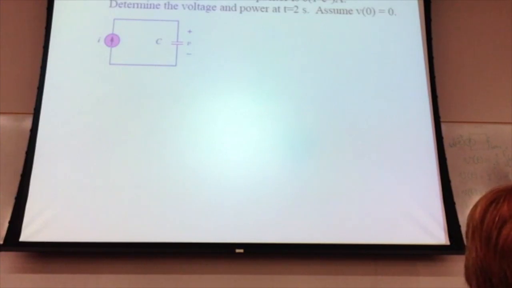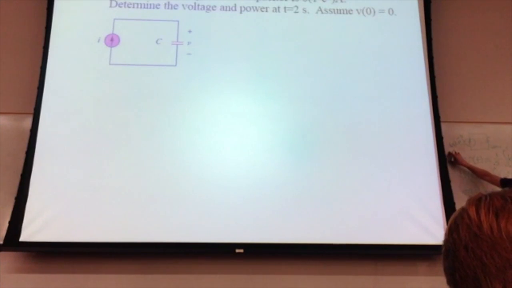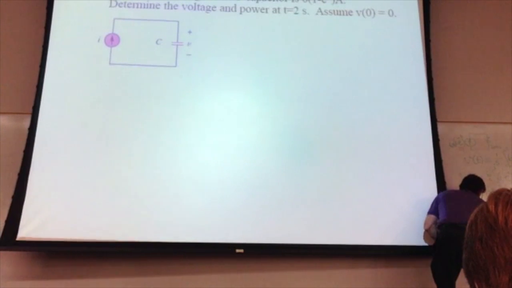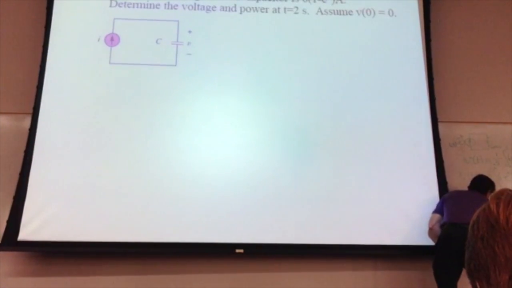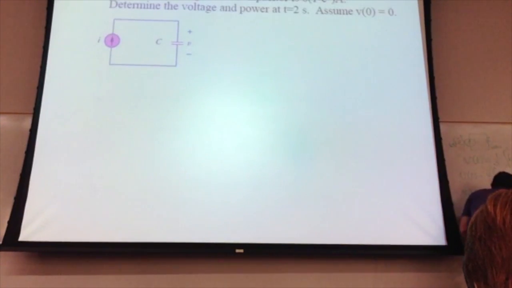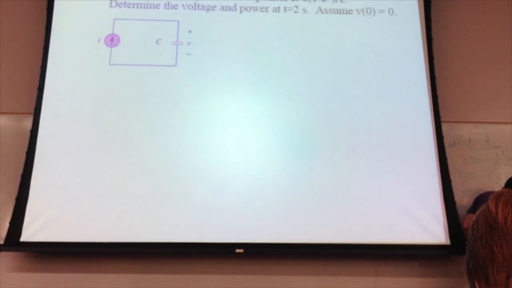so power, P of t, is V of t times I of t. All you need to do to get the power is take this function here and multiply it by that function there. That's the power. Now we have to evaluate this at t equals 2. So we have v at t equals 2. Now I need your calculators out. This is going to give me 12 times 2 plus 12 times e to the minus 2 minus 12.